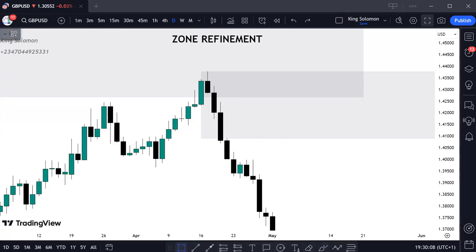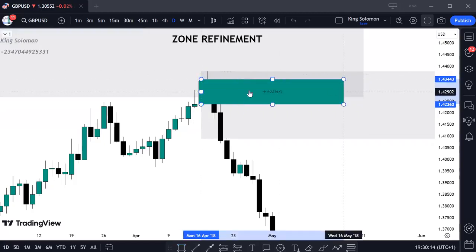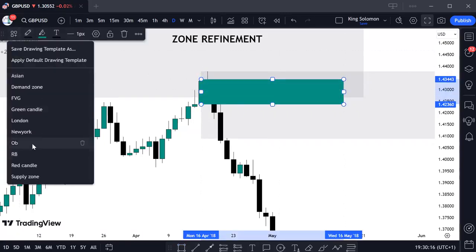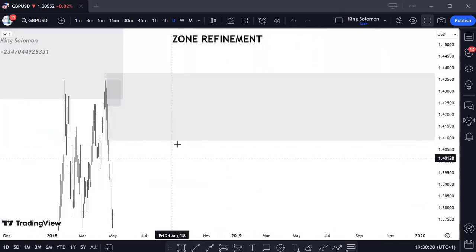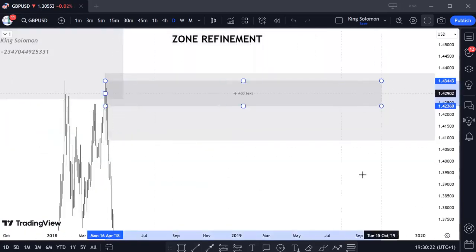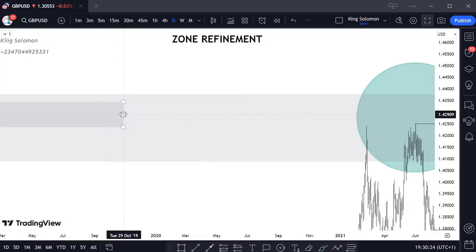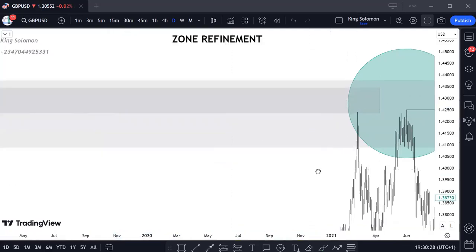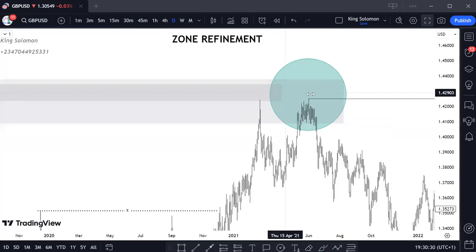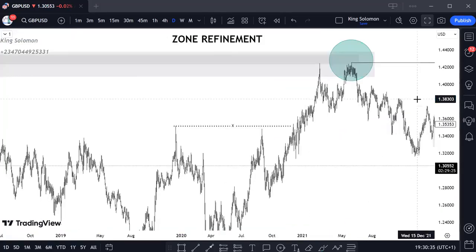So picking our refined zone from the daily time frame, using from the body to the eye here, and then marking it out. Now say this is our refined zone here. All right. Now let's look at the risk to reward this would have pulled.